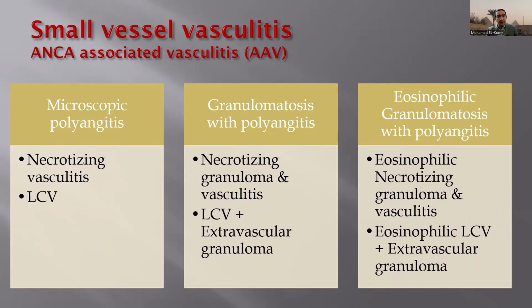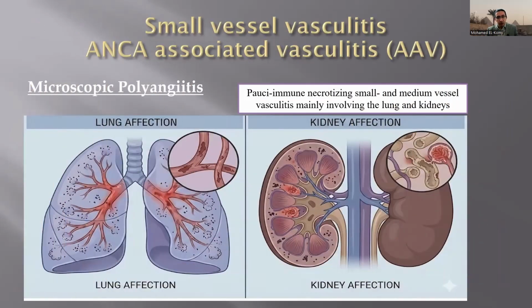The three types of ANCA-associated vasculitis are microscopic polyangiitis, granulomatosis with polyangiitis, and eosinophilic granulomatosis with polyangiitis. These three types share the fact that they are all necrotizing vasculitis and they show a leukocytoclastic type of vasculitis. But GPA and eGPA additionally show granuloma formation, with abundance of eosinophils in eosinophilic granulomatosis. In the first type, microscopic polyangiitis, this is a pauci-immune necrotizing vasculitis of small and sometimes medium vessels, mainly involving the lungs and the kidney.